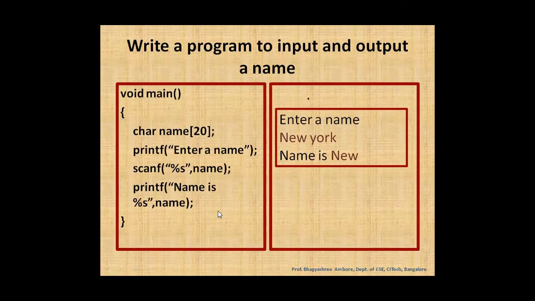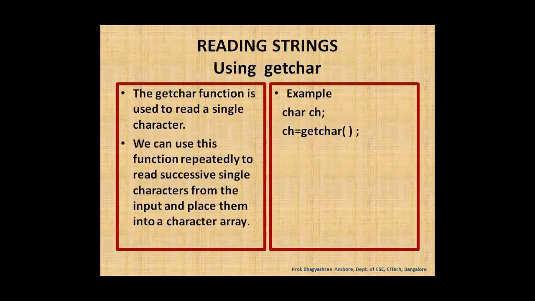We'll go with the next one, that is reading a string using the getchar function. Now, scanf reads word by word. When it finds the first white space, it separates them and only reads a word. In this case, we are reading a character string character by character, because getchar is a function which can read only one character at a time. This function is used to read a single character, and we can use it repeatedly to read multiple characters.